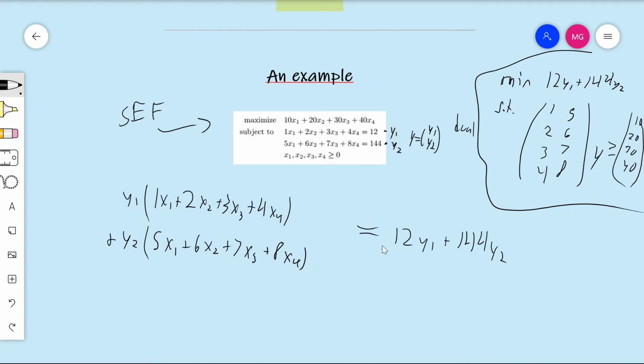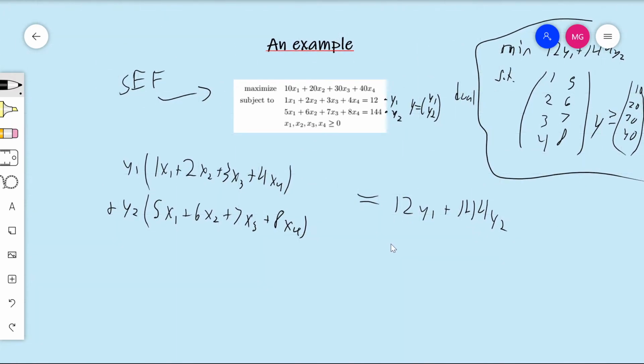And the idea is that this is going to become an upper bound for us. So this thing, which is also this thing, is an upper bound. So how will that happen? Well, we want to show that for an appropriate choice of y, this is larger than the objective function, 10x1 plus 20x2, etc.